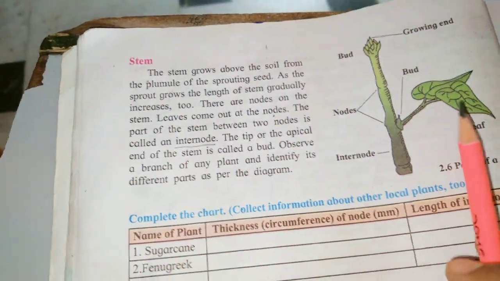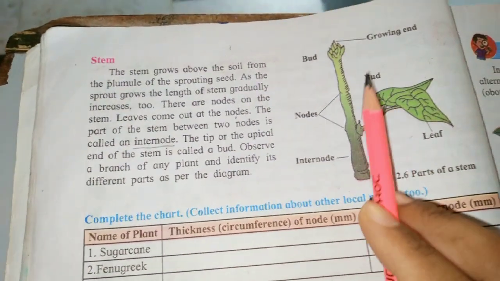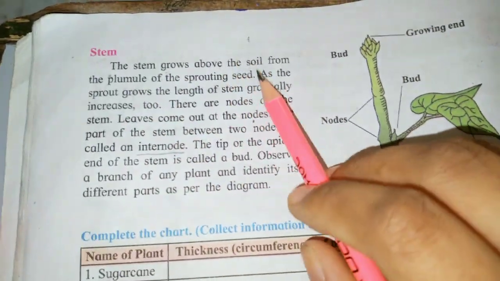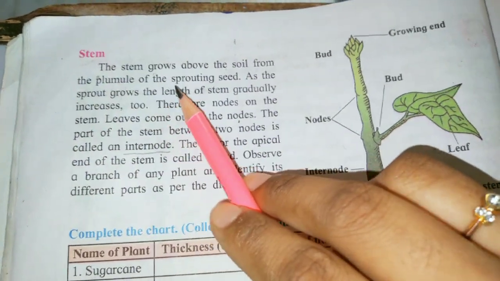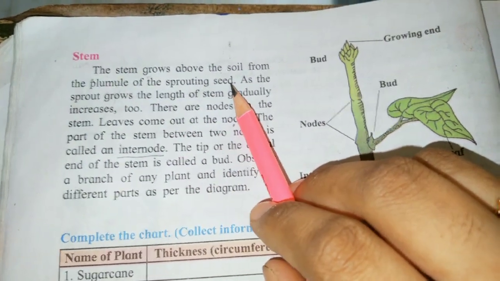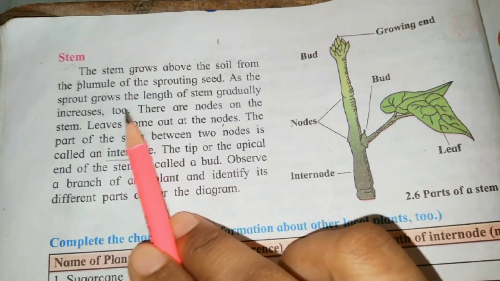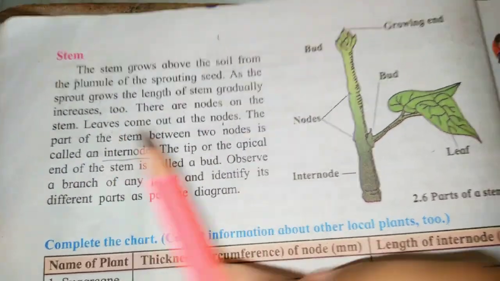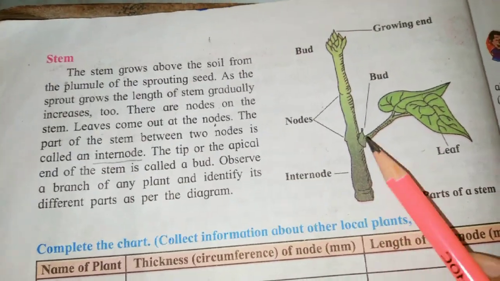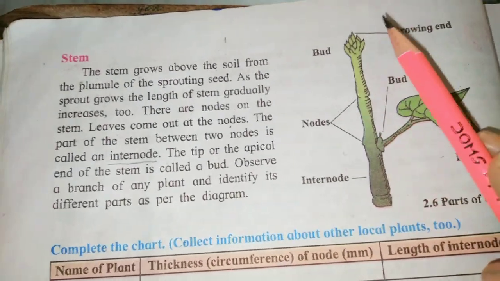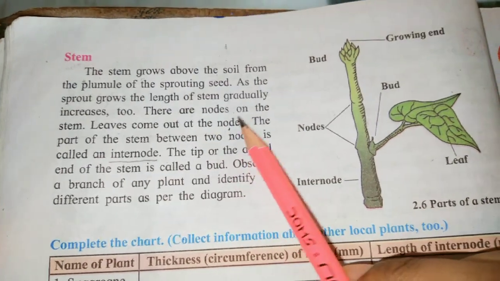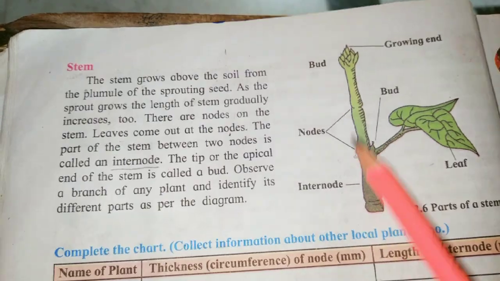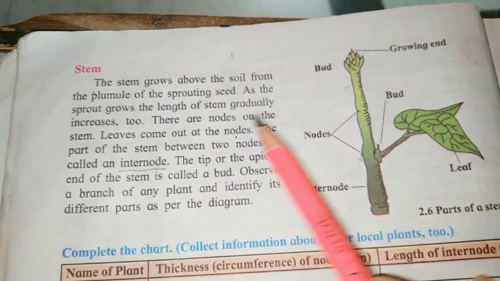Now we are going to learn about the stem. So you can see here they have given the picture of stem with different parts. The stem grows above the soil from the plumule of the sprouting seed. As the sprout grows, the length of stem gradually increases. First it will be this much, this much, this much, this much, and it goes on. There are nodes on the stem. What are there? There are the nodes. You can see here. Okay, like this there will be the nodes.